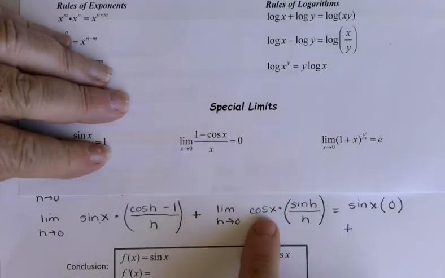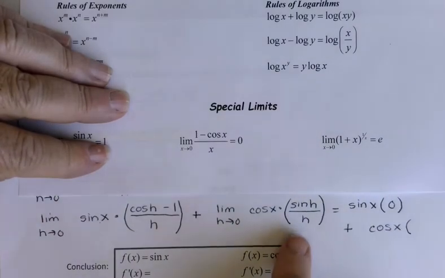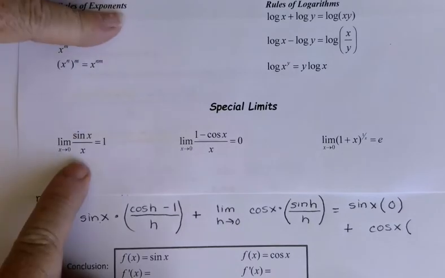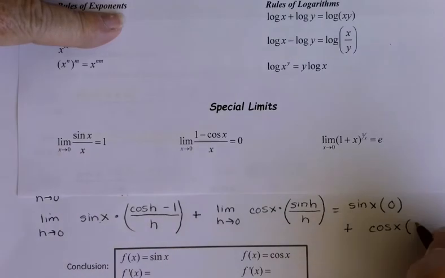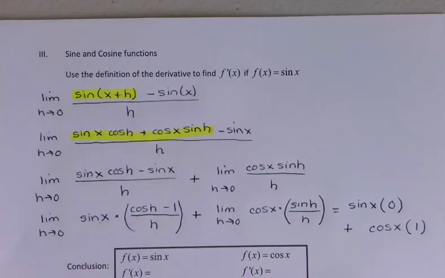Plus cosine x, and the sine h over h as h goes to 0, that's another special limit. That's this one right here, right? And that becomes 1. So when all is said and done, I'm just going to get cosine x.